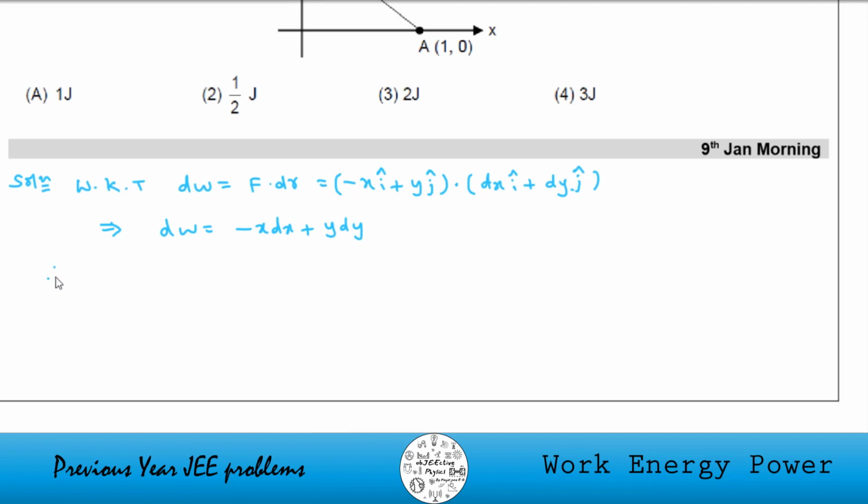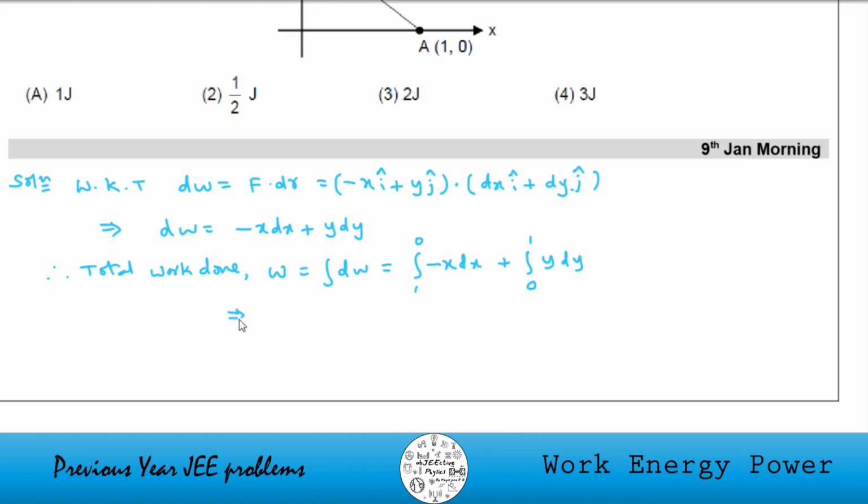So therefore, total work done W is equal to the integral of dW, that is equal to the integral of minus x dx, where x changes from 1 to 0, plus the integral of y dy, where the y coordinate changes from 0 to 1.